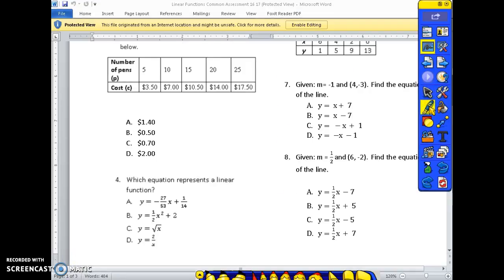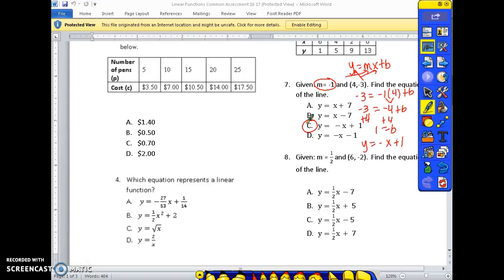For 7 and 8, we're going to do the same thing. Our equation is y equals mx plus b. So I'm going to plug my slope in for m. The ordered pair gives me an x and a y that I can use. I'm going to plug in negative 3 for y and 4 for x. Negative 3 equals negative 1 times 4 plus b. Negative 1 times 4 is negative 4. Bring everything else down. Add 4 to both sides, and 1 equals b. So y equals my slope, negative x plus 1, which is c.